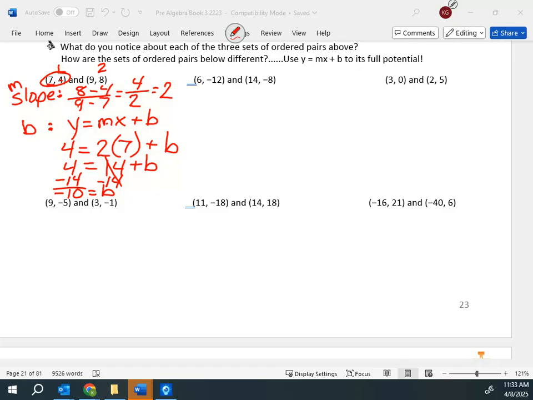Now I can put it all together, and I'm writing really big, so I'm going down here. If you write big and you need more room, you can go over to the page before you. But I know y equals m, which is that 2, x, whoops, I don't want to put plus 10, because it's a negative 10, so I'm going to put minus 10.